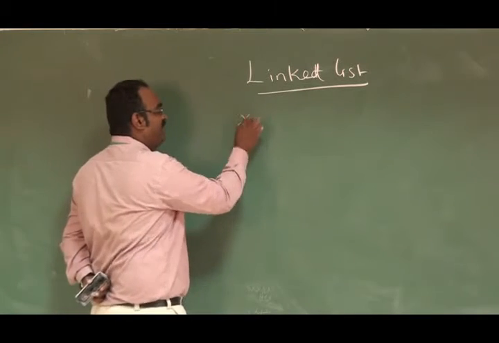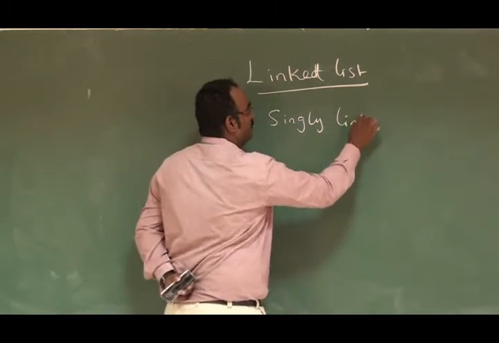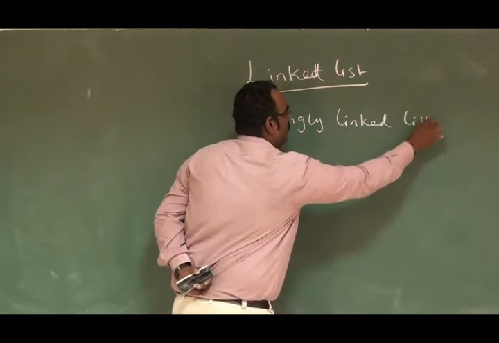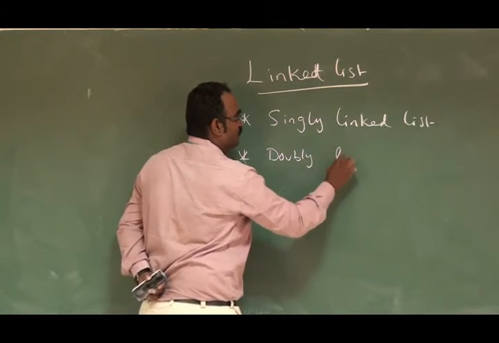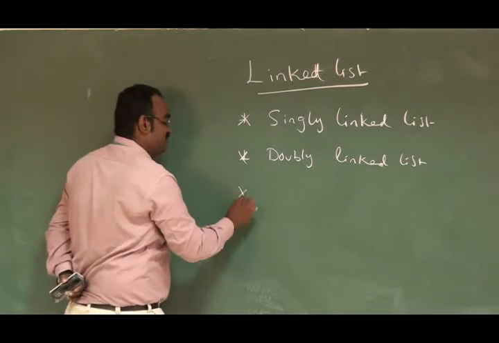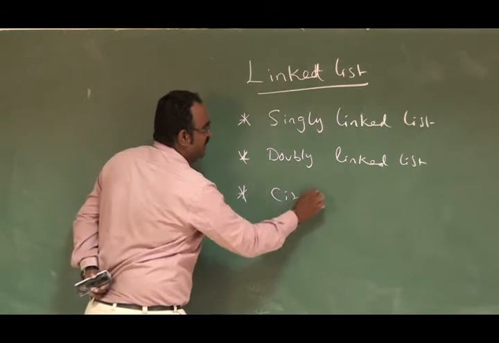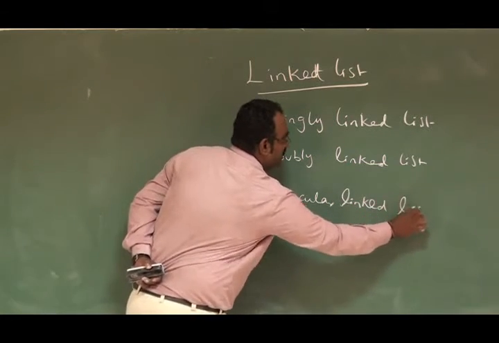So one of the types of linked list is the singly linked list, then the doubly linked list, then the circular linked list. So three kinds of linked list are there: doubly, singly and circular linked list.